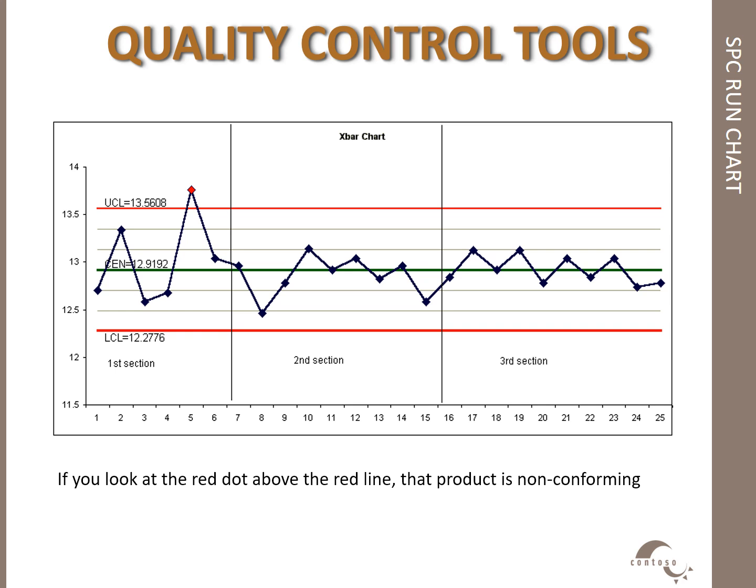A sample chart here is showing that the upper control limit is the top red line, the lower control limit is the lower control line, which means we want the product to measure out somewhere between those standards. The one red dot at the top means it is non-conforming, it is beyond the customer range.